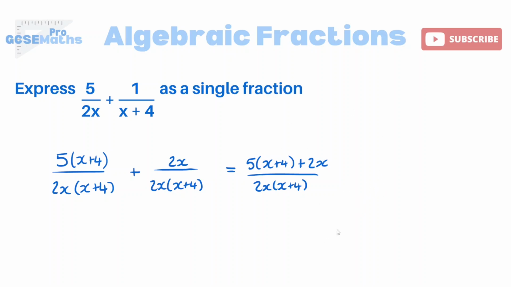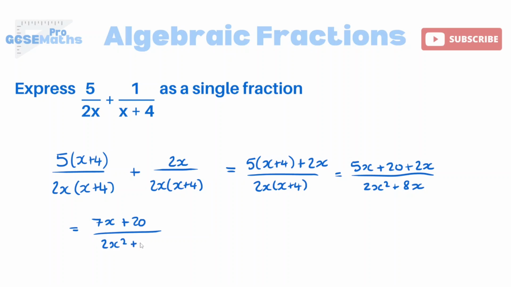I'm now going to expand and simplify. The numerator I get 5x plus 20 plus the other 2x, still over obviously 2x squared plus 8x. And then the numerator I'm going to collect the like terms. So I've got 7x plus 20 over 2x squared plus 8x. Now I can double check, can I simplify anything? Are there any common terms? Do they all have x's? No. Do they all have a number in common that I could divide by? Actually, no. So in this case, there's nothing to simplify further.